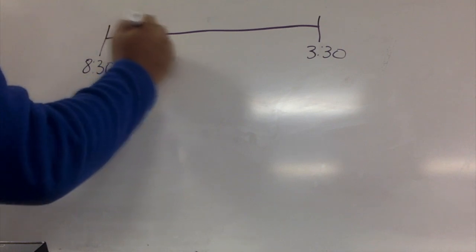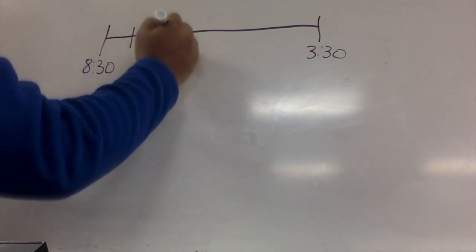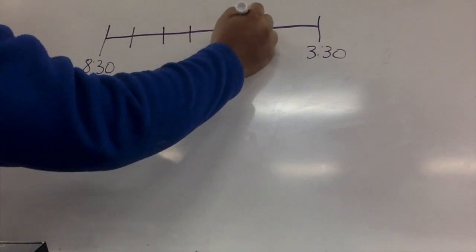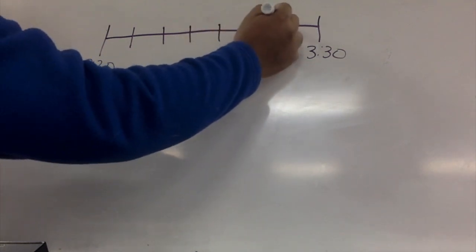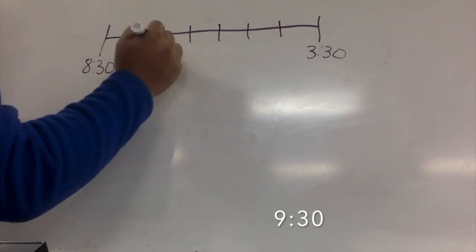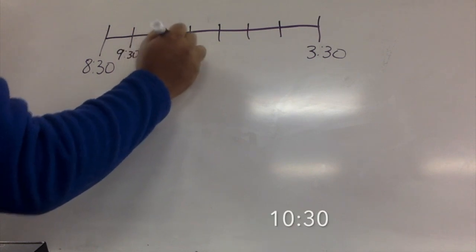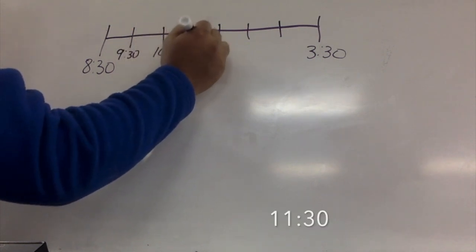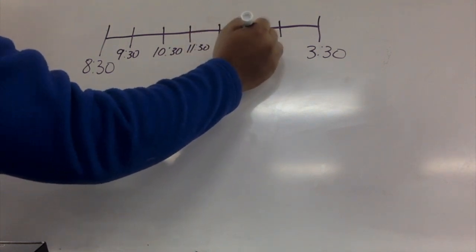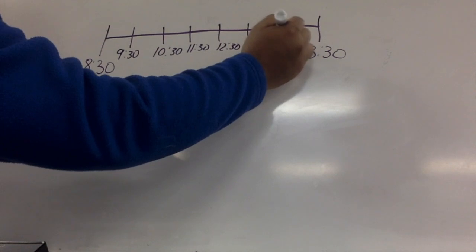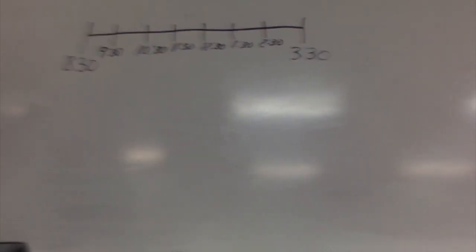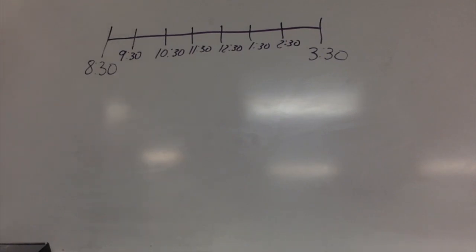So I have 9:30, 10:30, 11:30, 12:30, 1:30, and 2:30. And now I'm going to label them again. 9:30, 10:30, 11:30, 12:30, 1:30, 2:30, and then 3:30. So now I can jump the number line to see exactly how much time has passed.